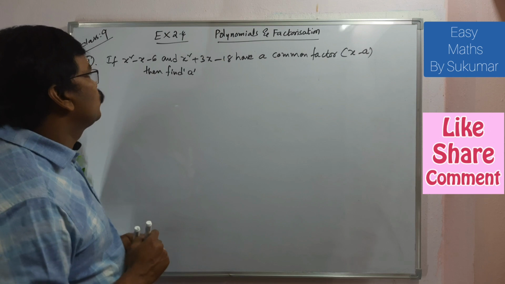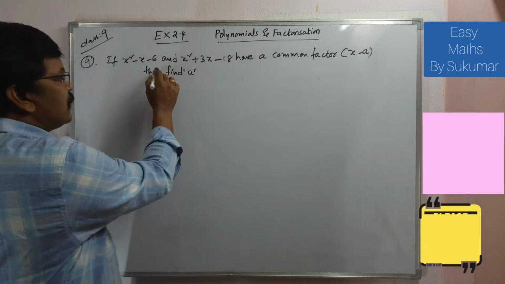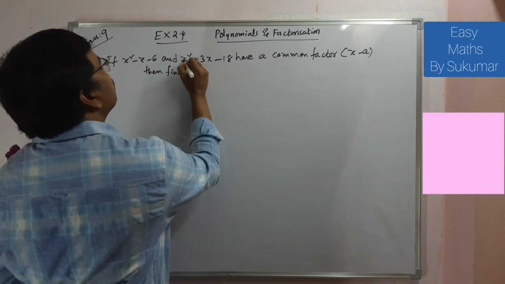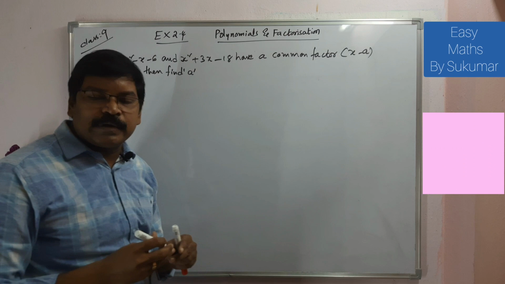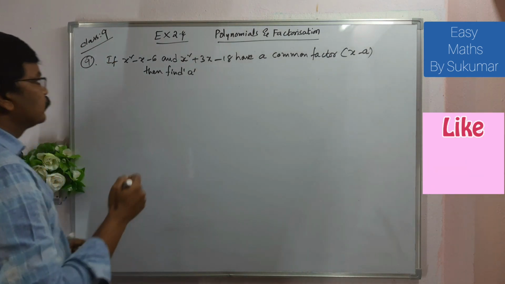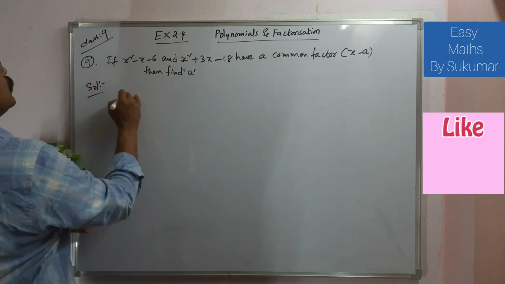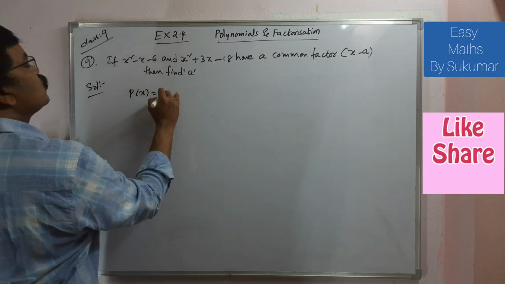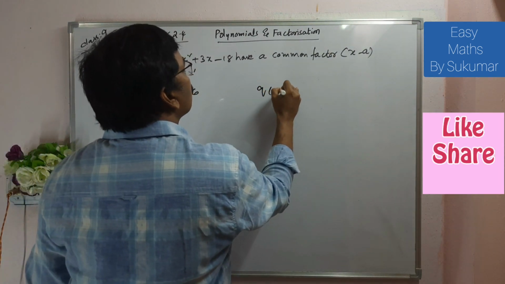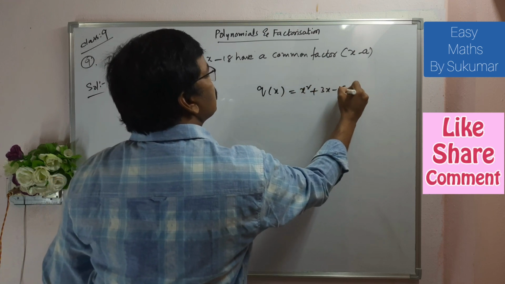In exercise 2.4 for class 9 students, if x square minus x minus 6 and x square plus 3x minus 18 have a common factor x minus a, then find a. It's like a previous sum, right? See here, what is given? Given polynomials: there are two polynomials, p of x is x square minus x minus 6 and the other polynomial q of x is equal to x square plus 3x minus 18.